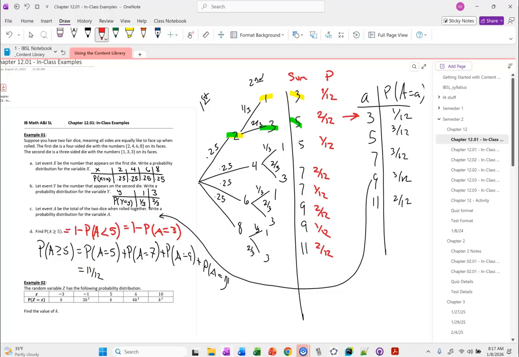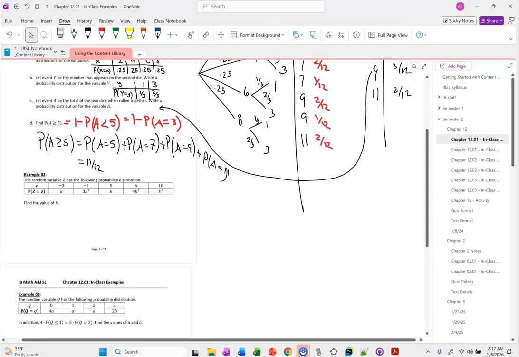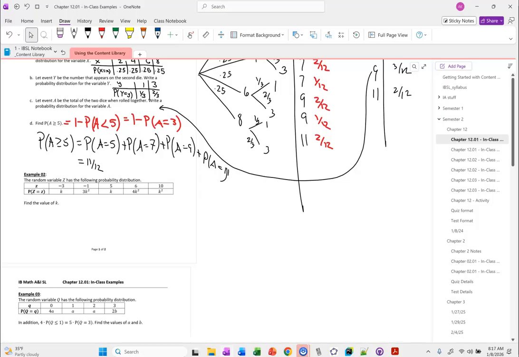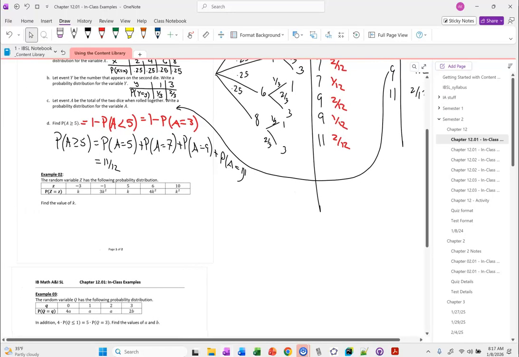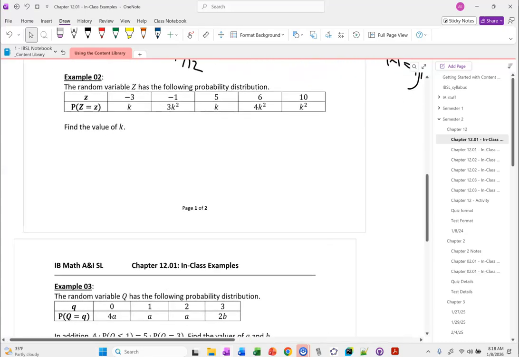Is everybody okay with that? So again, either way of approaching it is fine. I just wanted to show you how quick that could be. Right? 1 minus a 12th. All right. Back in and make this big again.